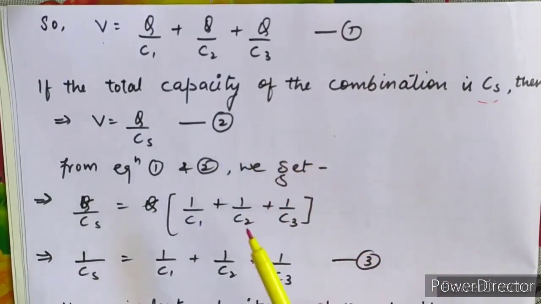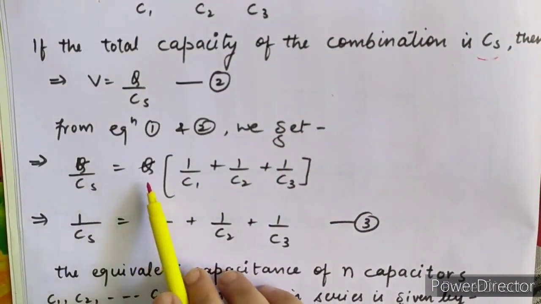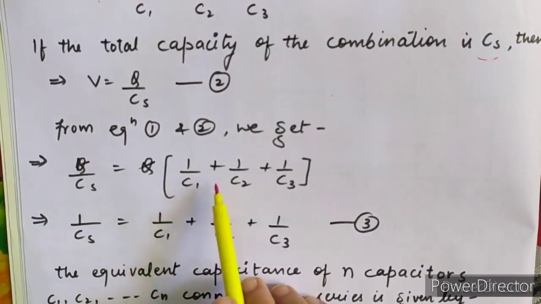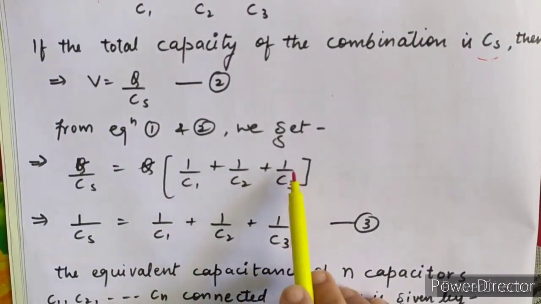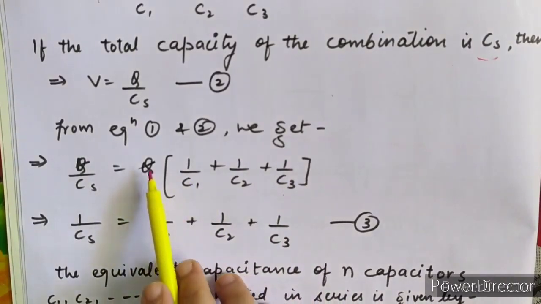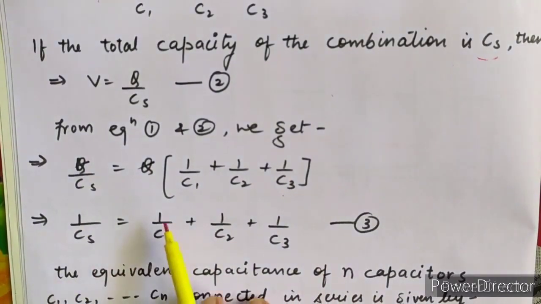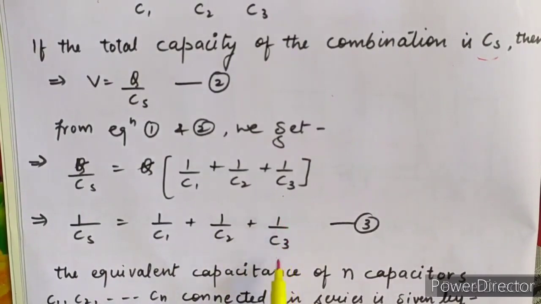and from this we get Q upon CS is equal to Q times 1 upon C1 plus 1 upon C2 plus 1 upon C3, means this Q will be taken as common. Q and Q cancel out. So 1 upon CS is equal to 1 upon C1 plus 1 upon C2 plus 1 upon C3. This is the equivalent capacitance of capacitors in a series combination. This is your equation number 3.